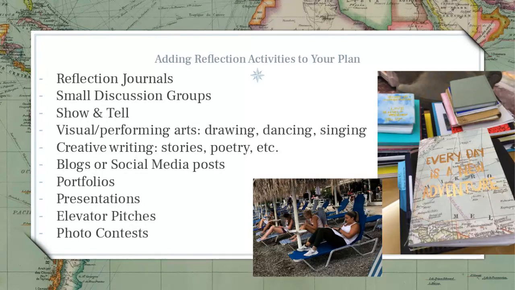Visual or performing arts, they can draw pictures, they can sing songs, you know, all those kinds of things. Creative writing, writing stories or poetry. Blogs, like Taylor mentioned, is popular as well. If you wanted to share that with family members back home, that's a cool way to get other people involved, writing a blog or keeping a social media. Creating portfolios or e-portfolios, presentations. This is most of the time either before or after.